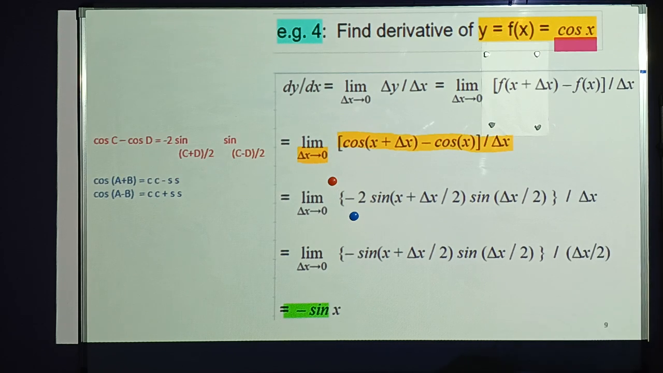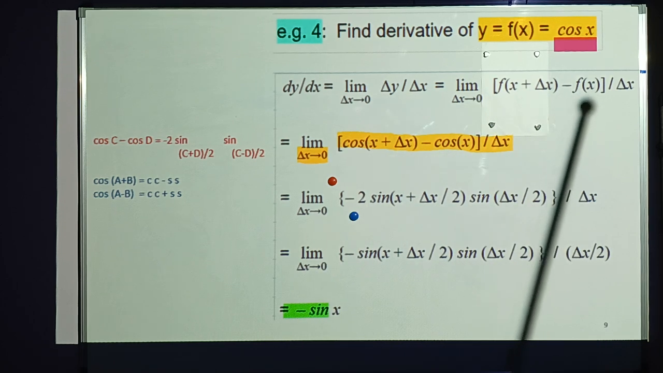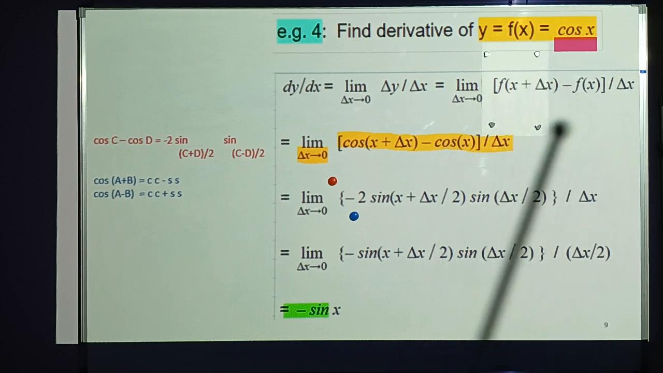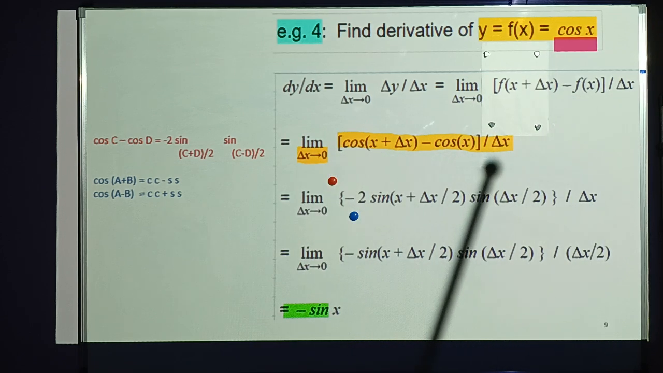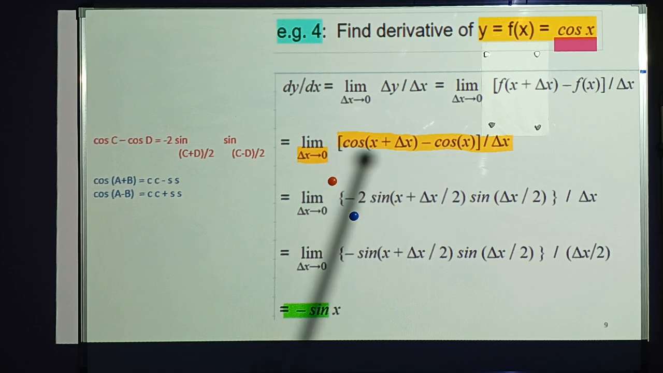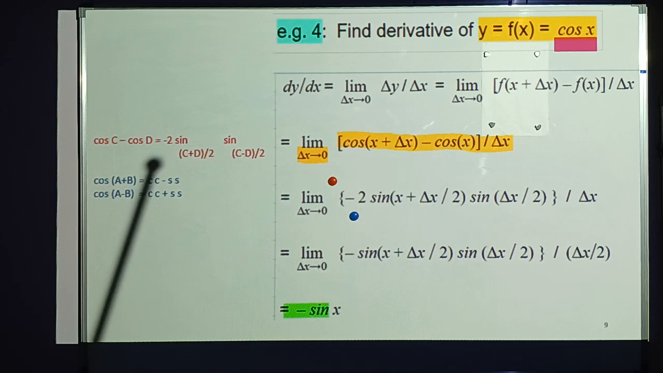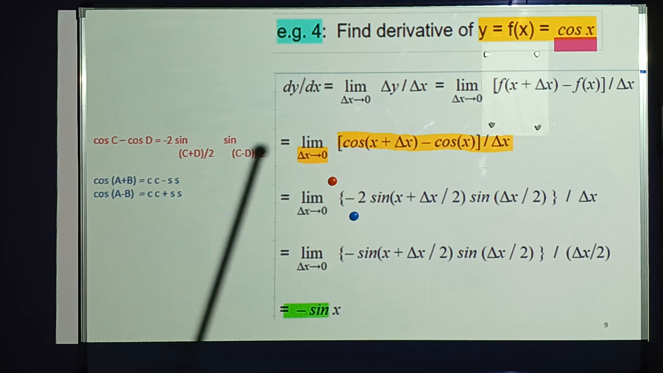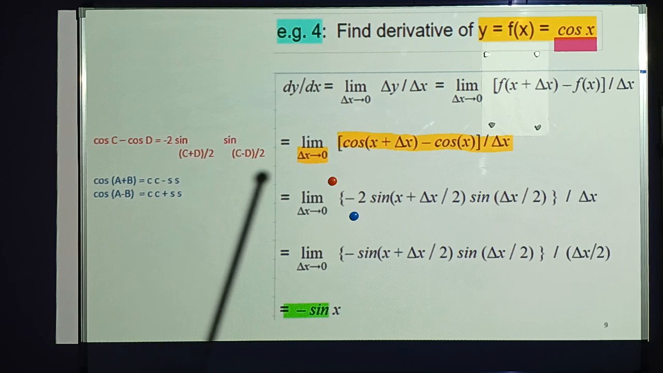Next example is cos x. It's similar. By definition, the derivative is delta y by delta x in the limit delta x tending to 0. And delta y is the change in the function value when x changes to x plus delta x from the original value, f of x. Here the function is cos, so it's cos(x plus delta x) minus cos x by delta x. Here we have to use the cos c minus cos d formula. Cos c minus cos d is minus 2 sin sin, and the angles are (c plus d) by 2 and (c minus d) by 2.